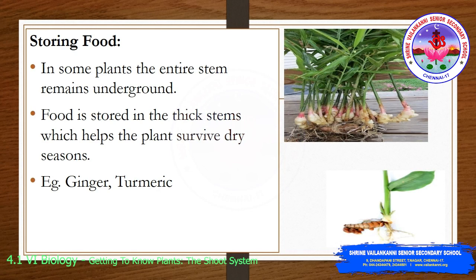The next modification is storing food. In some plants, the entire stem remains underground. Food is stored in the thick stems which helps the plant to survive dry seasons. Examples of such stems which are called as rhizomes are ginger and turmeric.